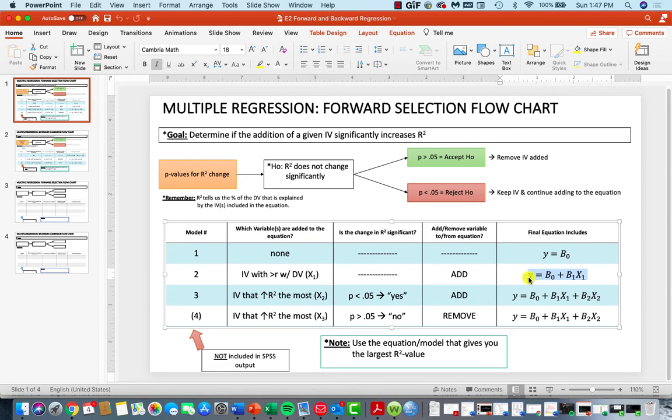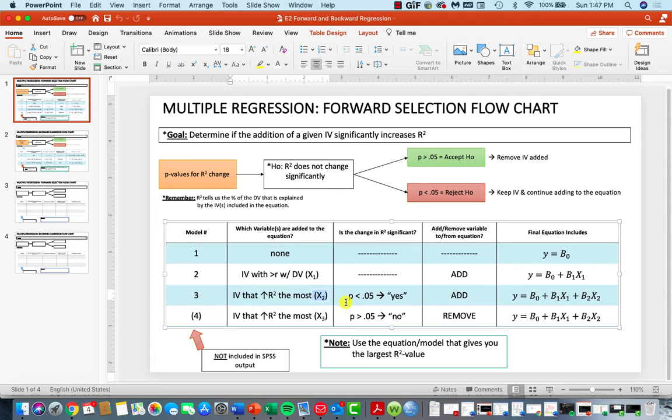So starting with b sub 0, if we add x1, we're going to have some coefficient for that independent variable plus any given value for that independent variable, right? And then let's say we have more variables to choose from. So we're going to add the next variable that increases r squared the most, which we're going to say is x2.